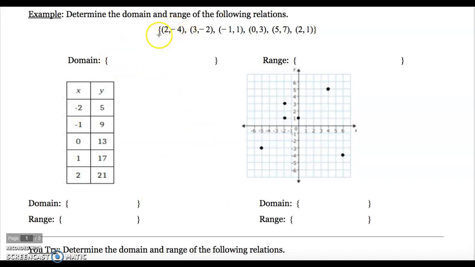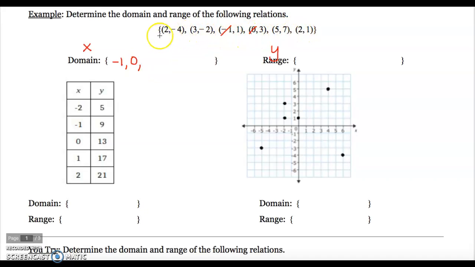First I just have to identify for domain, those are all of my X values. And for my range, those are all my Y values. I want to write them in numerical order. So I'm going to go through and find my smallest X value and write that one first. 2, 3, -1, 0, 5, and 2 are all my X values. My smallest X value is actually -1. So I took care of that one, and then 0, it looks like, is next.